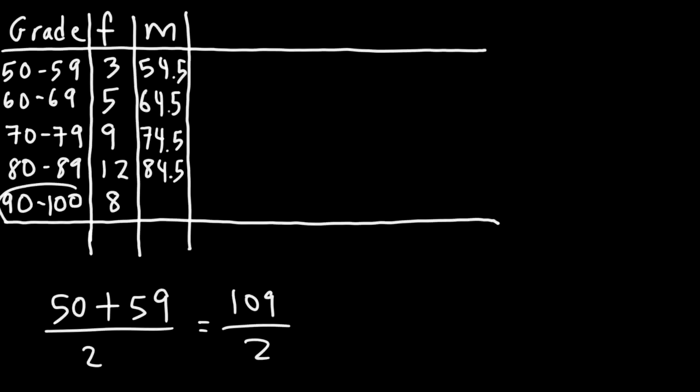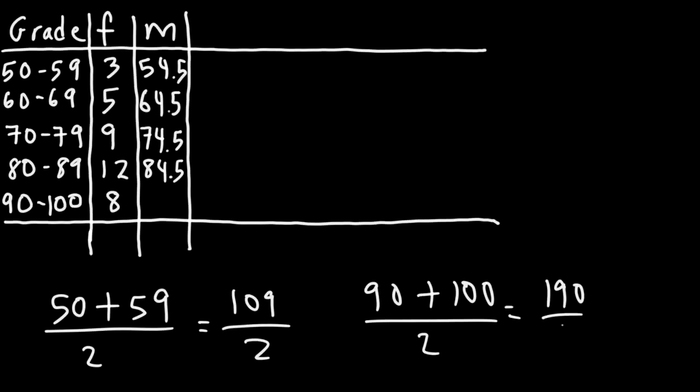Now, we need to determine the midpoint between those two. It's not going to be 94.5. So we're going to add the lower boundary, which is 90, and the upper boundary, which is 100, divided by 2. So this is 190 divided by 2, and that turns out to be 95. So that's the first step. You want to calculate the midpoint of all of the ranges that you see here.